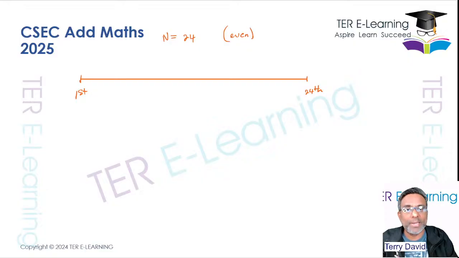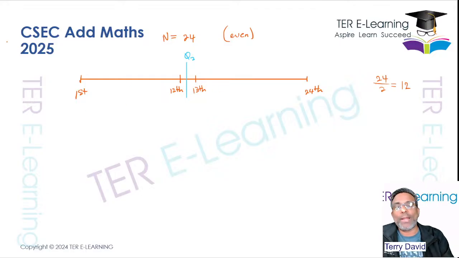When it comes to finding the middle of an even data set, there is actually no middle. So what I'll do, I'll draw a line here. My median, which is what we call our Q2, has to be here, but there's no exact median. Since we have 24 data points, 24 divided by 2, let's split the data in half. That's going to be 12. Therefore, the lower half of the data goes from 1 to the 12th, and the upper half goes from the 13th to the 24th. Now, all I need to do is go to the table and figure out what is the 12th data point and what is the 13th data point.